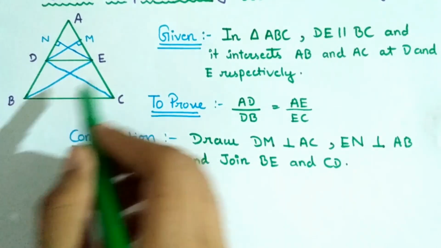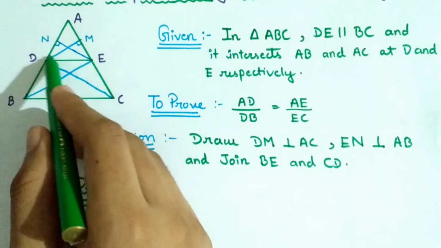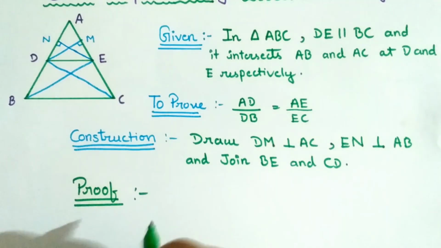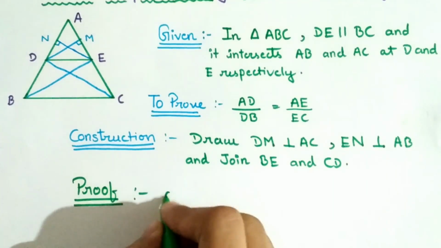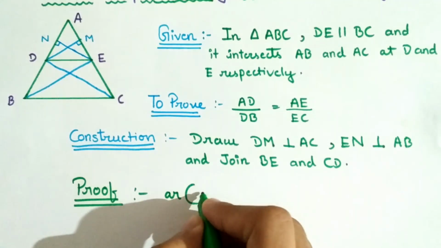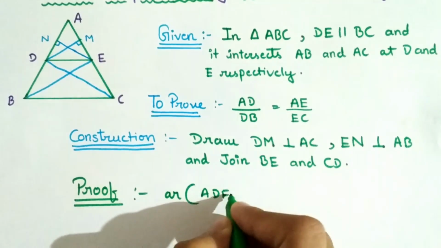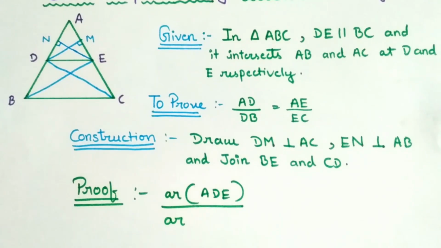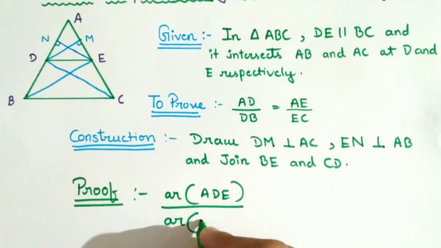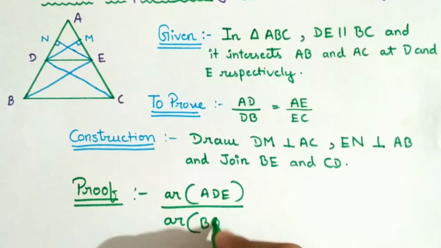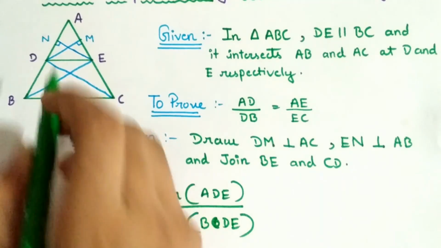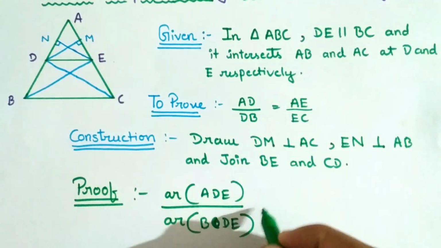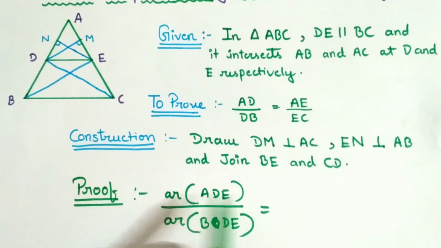You have to take the ratio of their areas, and you know here there is a perpendicular, so you can easily find the area. So as I have told you, I have to find the ratio: area of ADE by area of BDE.